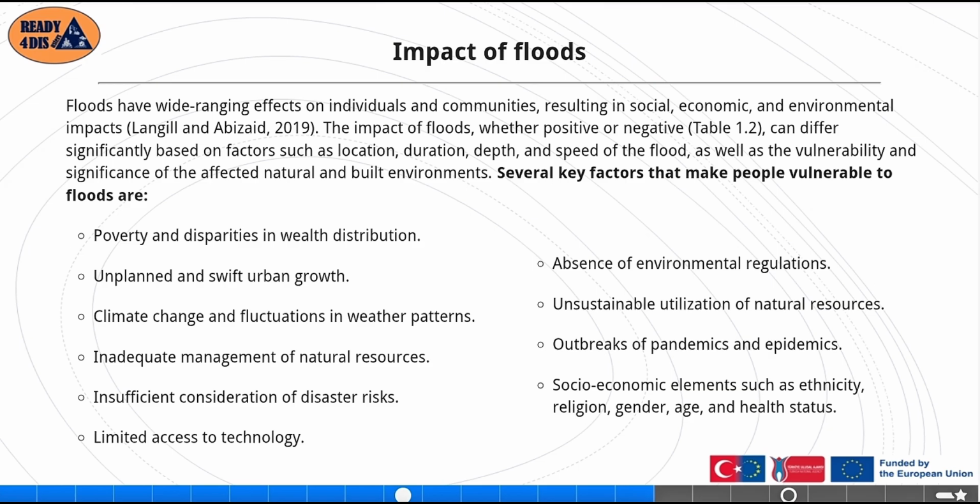Key factors that increase vulnerability to floods include poverty and unequal wealth distribution, rapid and unplanned urban growth, climate change and unstable weather, poor management of natural resources, lack of disaster risk awareness, limited access to technology, weak environmental regulations, overuse of natural resources, disease outbreaks, social factors like ethnicity, religion, gender, age, and health.